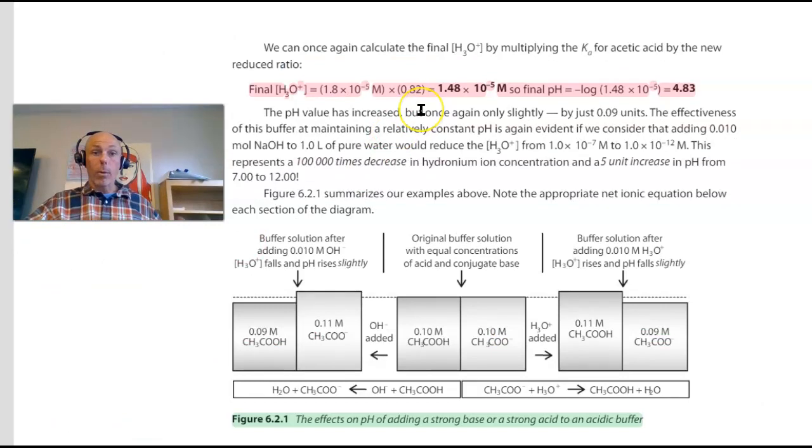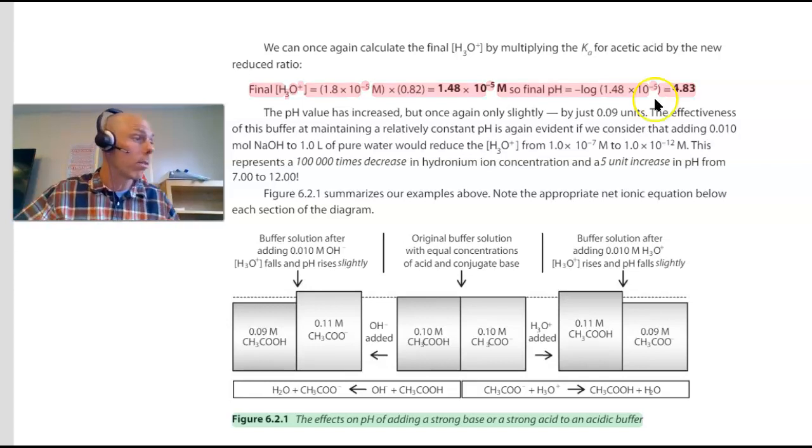And if we plug that ratio of 0.82 into the equation of hydronium equaling Ka times the ratio of acid over conjugate base, we get 1.48 times 10 to the minus 5. And if we take the negative log of that, the pH of this system that had a strong base added is 4.83. If you recollect, it was 4.74 before the strong base was added. Now it's only going up by 0.09, hardly an increase at all.